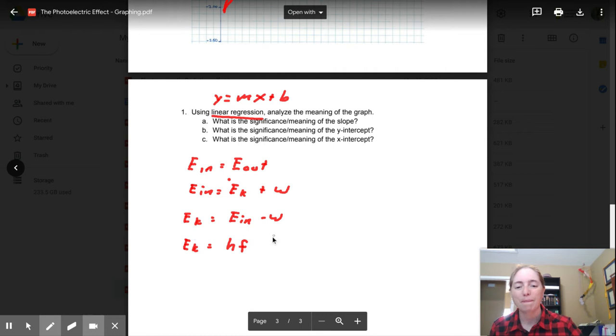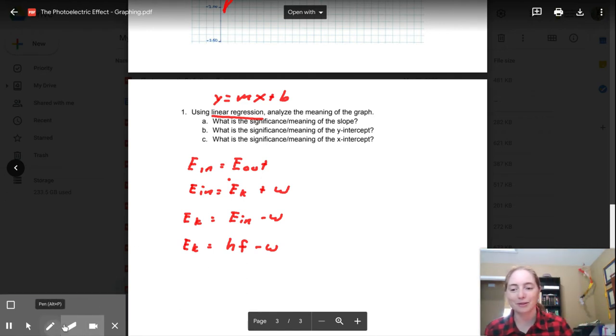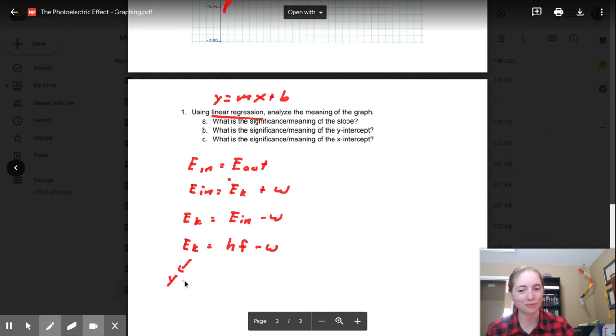So, ladies and gentlemen, now minus our work function. Let's think about this here. F is our x. So EK is going to equal... oops, well, guess what? We don't actually have to do any more. I was about to start breaking everything up into y equals mx plus b, but we don't have to do any more. So the EK is our y.